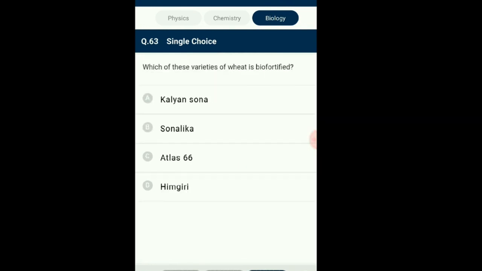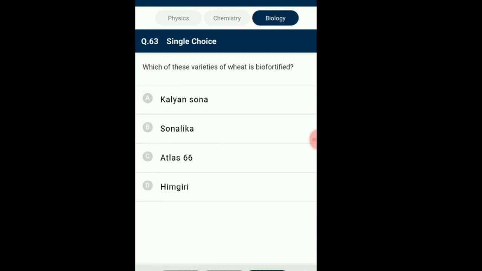Question number 63. Which of these varieties of wheat is biofortified? Biofortification is the process of breeding crops with higher levels of vitamins and minerals or higher proteins and healthier fats. Biofortification improves the quality of the crops as well as their protein, vitamin and oil content. In wheat, Atlas 66 has a high protein content and has been used as a donor for improving cultivated wheat. Kalyan Sona and Sonalika are high yielding semi-dwarf varieties of wheat.